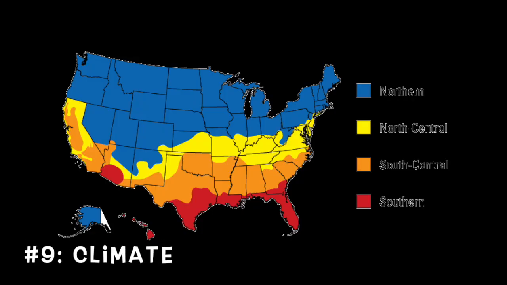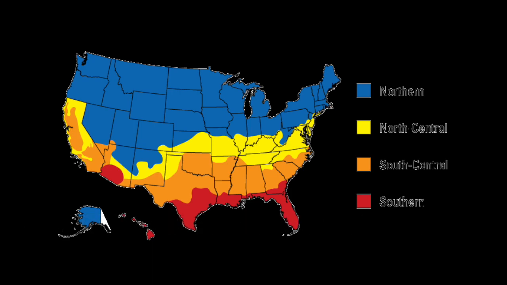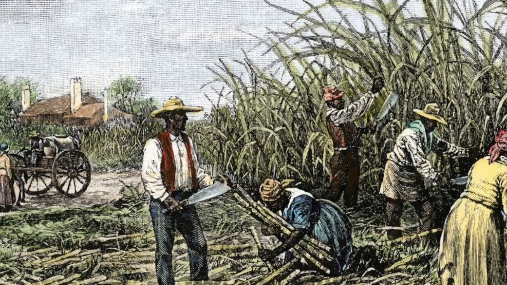Number 9, climate. As you might be able to guess, it was hotter in the South than it was in the North. As a result, slavery was not just seen as immoral by many Northerners, but simply impractical. An agrarian economy was not feasible in states with colder weather. That's really why most northern states had banned slavery by the early 1800s. But speaking of slavery, let's dive into the most important issue head on.